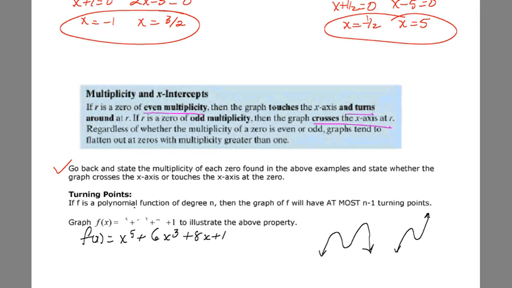So our turning point says if we have a polynomial function of degree n, then the graph will have at most n minus 1 turning points. In this case, my degree is 5. So I will have at most 5 minus 1, which is 4 turning points.